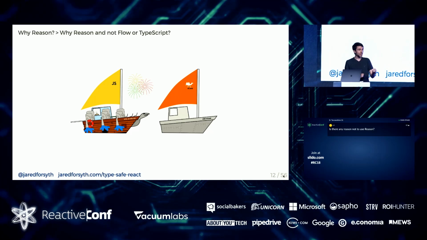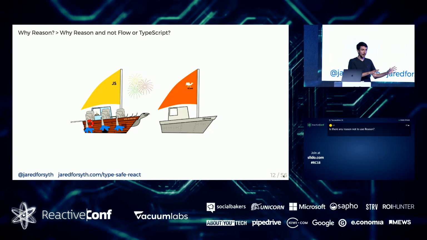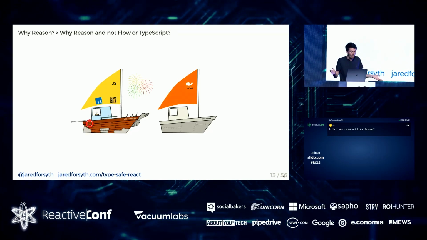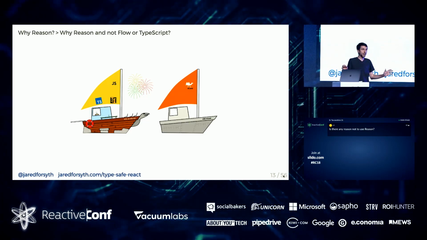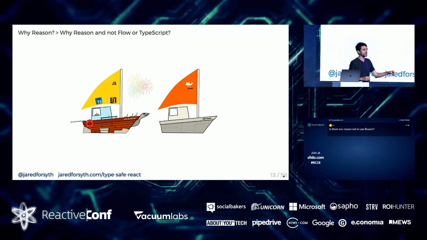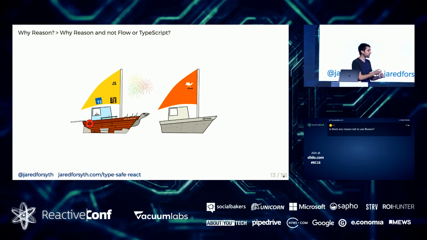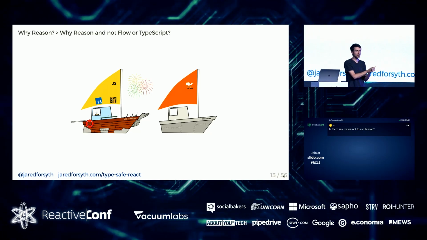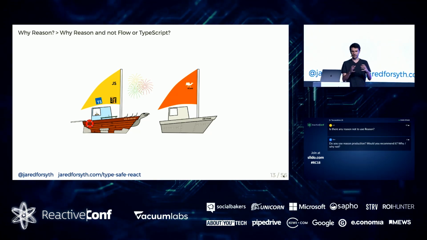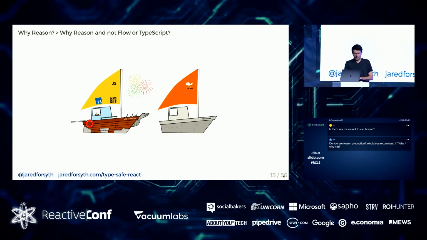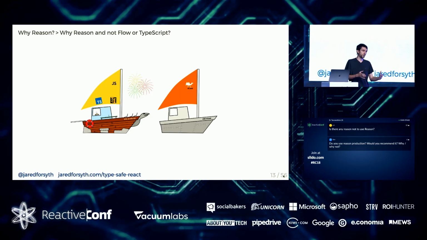Now, Flow and TypeScript take a different approach, right? It's not bailing water out. Let's patch up the holes, right? This is fine. We will add on a type system that knows how to prevent you from using undefined as a function and things like that. But it can't cover all the holes.